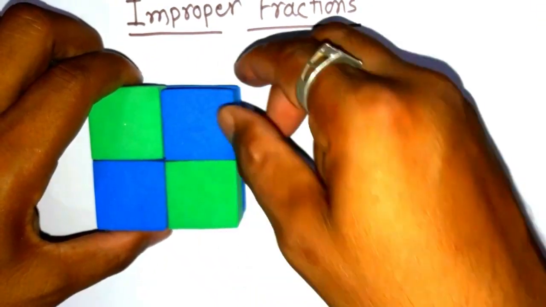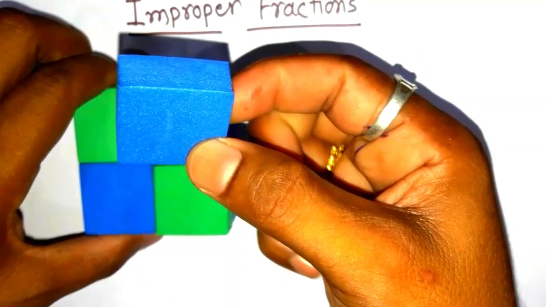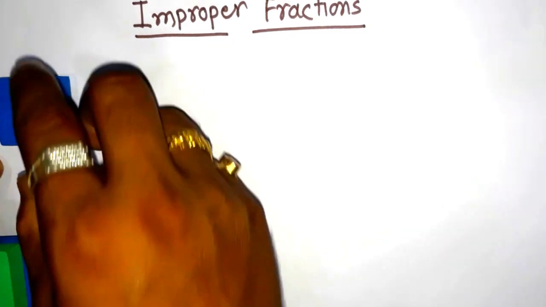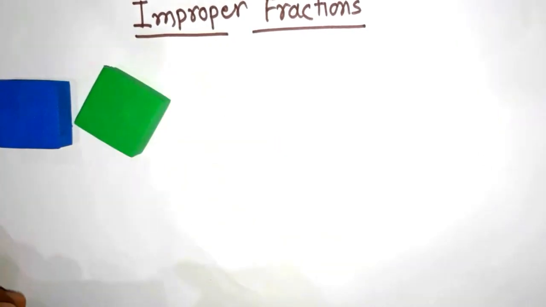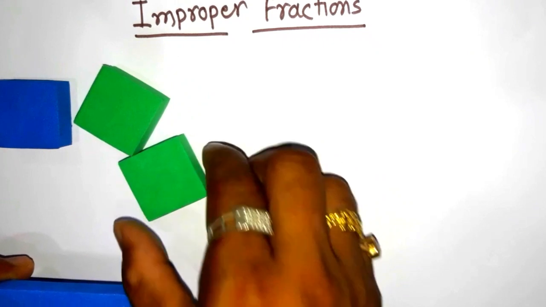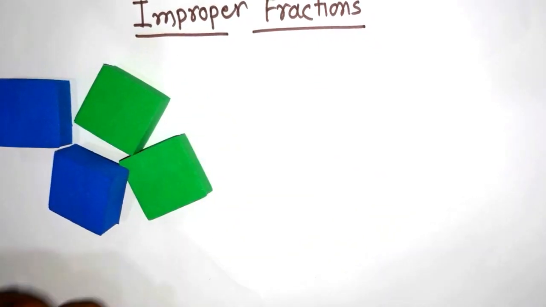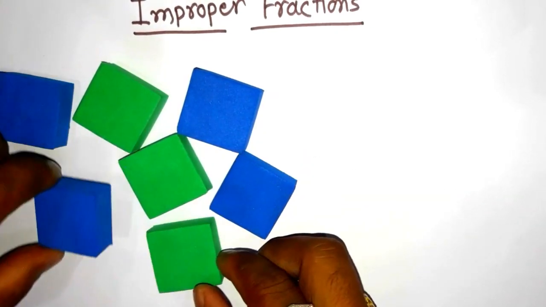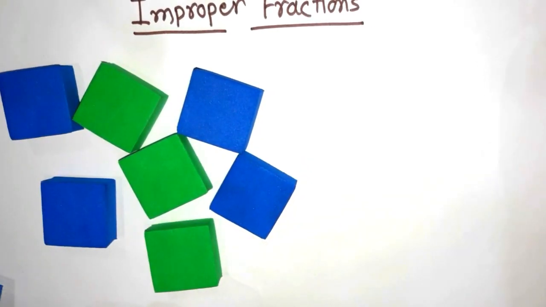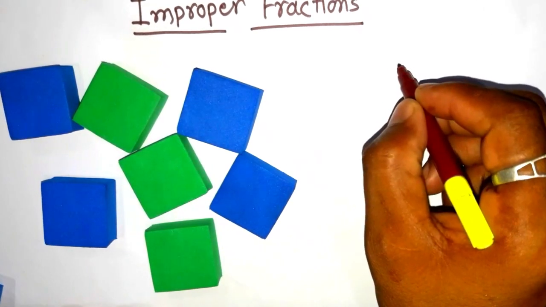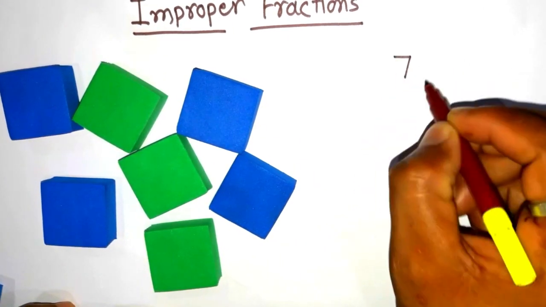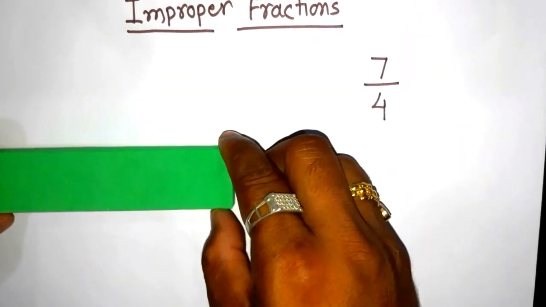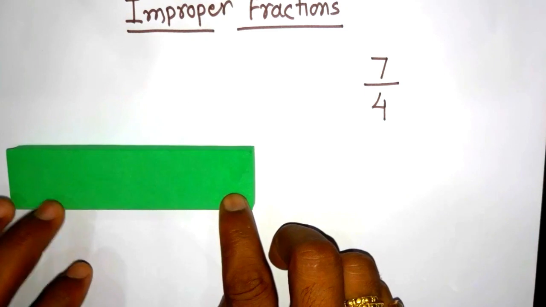So this part can be considered as 1/4. Okay, now this is 2/4, this is 3/4, this is 4/4, this is 5/4, this is 6/4, and this is 7/4. So you can write this in this way, like 7/4.